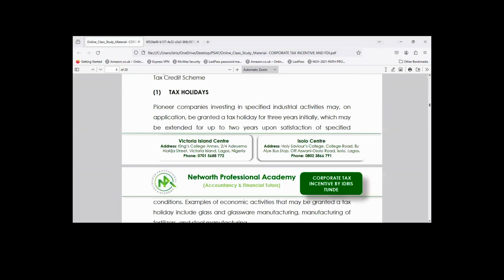So, the number one tax incentive that we have is called tax holiday or pioneer legislation. Pioneer legislation or pioneer incentive is given to a pioneer company. A pioneer company is a company established in Nigeria that produces goods and services that will promote economic growth and development of Nigeria.